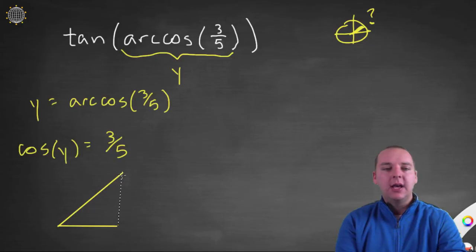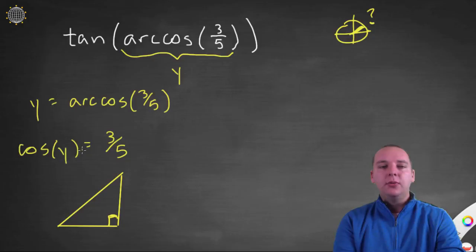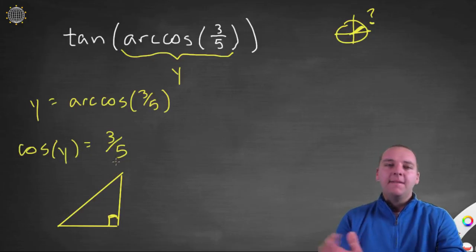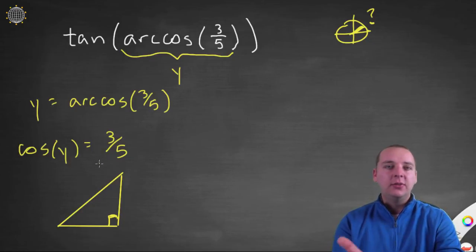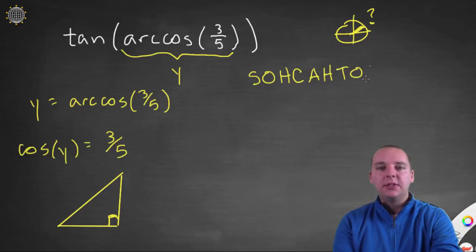Here's what happens with these guys. If you consider a right triangle, what we've got going on here is we're taking cosine of some angle, and it's giving you the ratio 3/5. Think way back to your pre-cal days. Do you remember SOHCAHTOA? Sine is opposite over hypotenuse. Cosine is adjacent over hypotenuse. And tangent is opposite over adjacent.